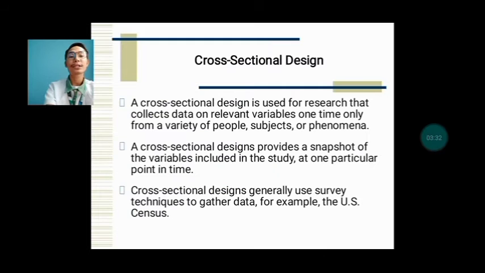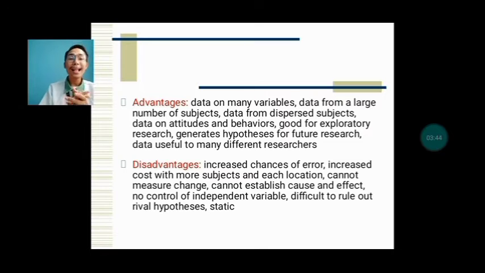A few designs. First, cross-sectional design. A cross-sectional design provides a snapshot of the variables included in the study at one particular point in time. Advantages: data on many variables, data from a large number of subjects, data from dispersed subjects. Disadvantages: increased chances of error, increased cost with more subjects and more locations.